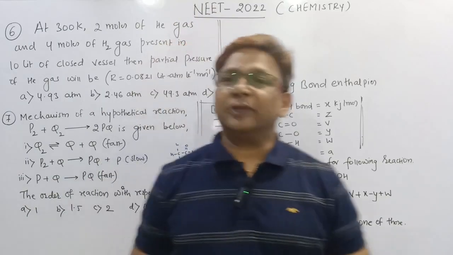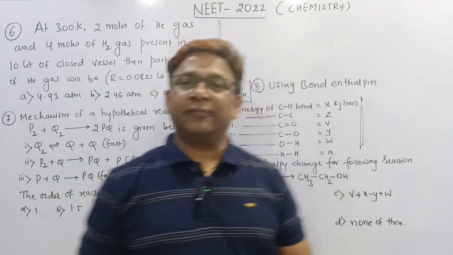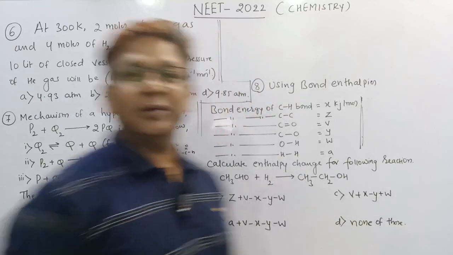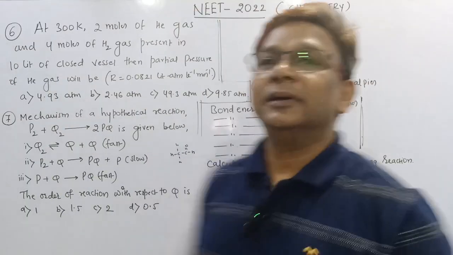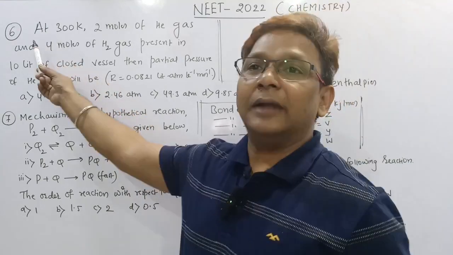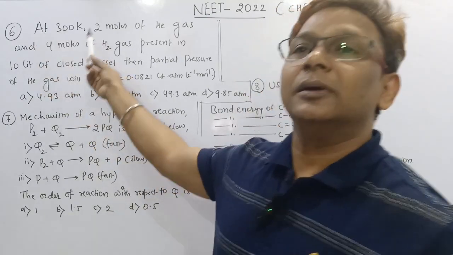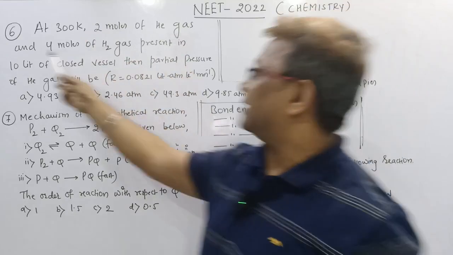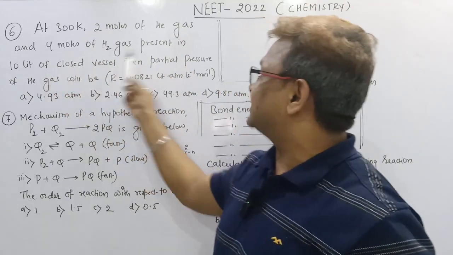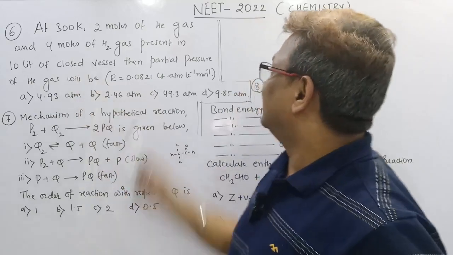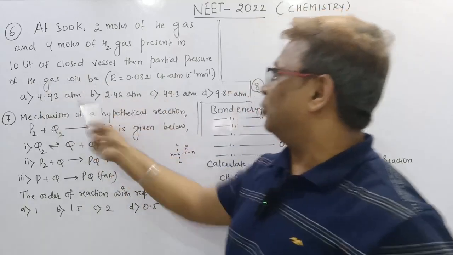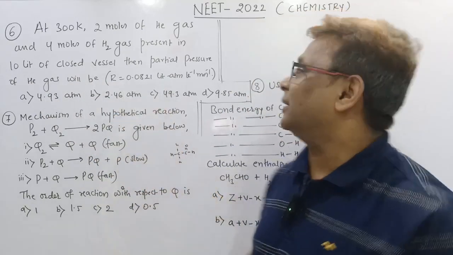Hello beta, we'll continue with another question now. Till now we completed 5. The remaining 3 questions are on the board. You can see here. This question: at 300 Kelvin, 2 moles of helium gas and 4 moles of hydrogen gas are present in a 10 liter closed vessel. Partial pressure of helium will be how much? They have given the value of R.